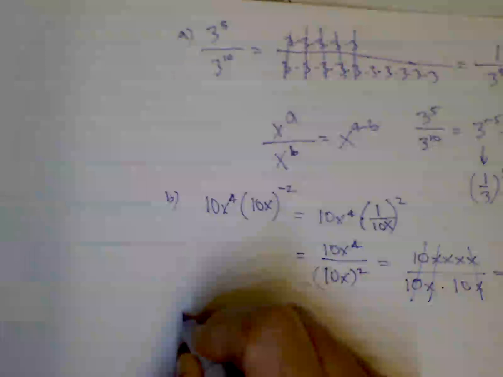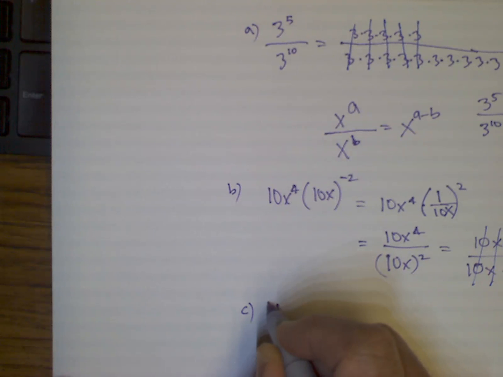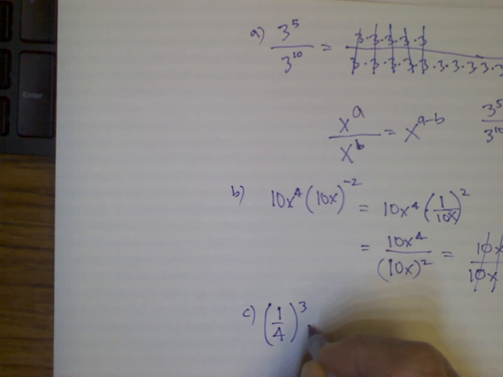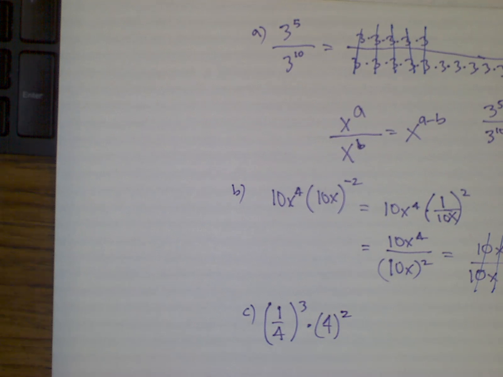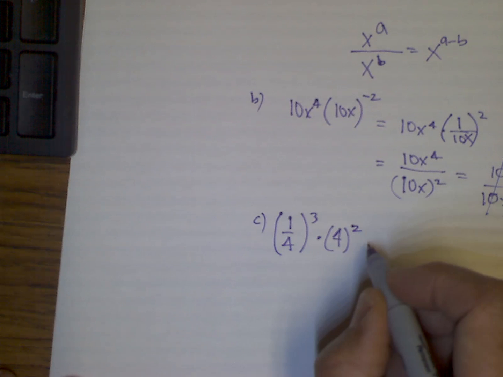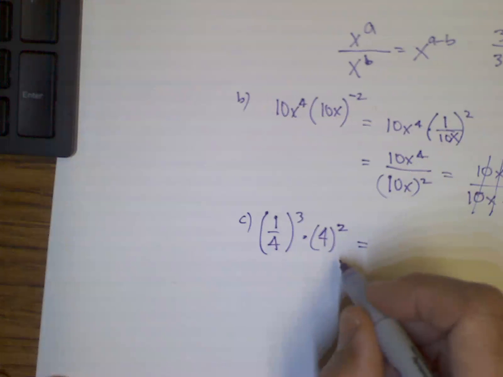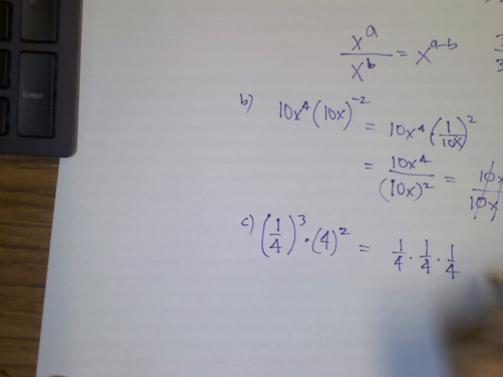Let's go with C. C is, I'm rewriting it so you can see it, 1/4 to the third times 4, in parentheses, to the second. Okay, so again, I've got this 1/4 all to the third. If I just multiply this out, that would be one way of doing it. So 1/4 to the third means 1/4 times 1/4 times 1/4, and then 4 to the second means 4 times 4, right? So it's 1/4 times 1/4 times 1/4 times 4 times 4.